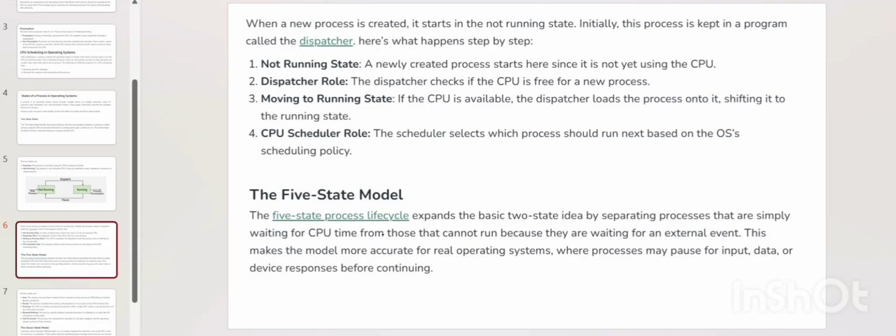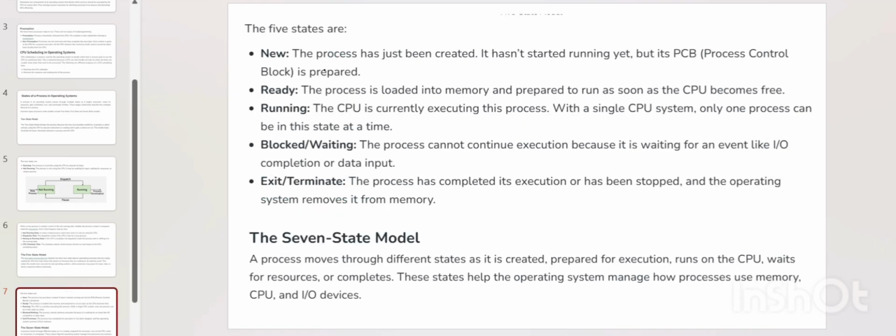Now let us take a look at the 5 state model. It expands the basic 2 state idea by separating processes that are simply waiting for CPU time from those that cannot run because they are waiting for an external event. Let us look at all the 5 states in this model. It has 5 steps: new, ready, running, blocked or waiting, and exit or terminate.